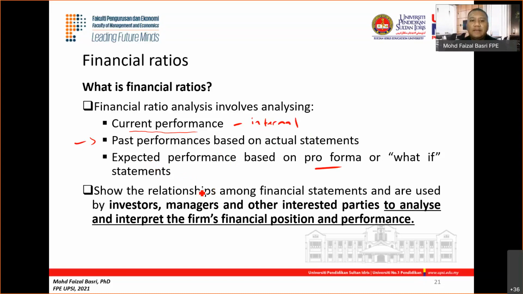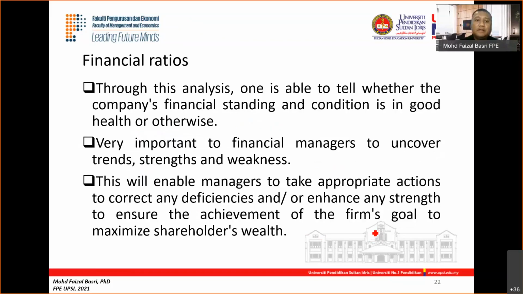Okay, and this will indicate the relationship between the two financial statements I mentioned earlier and is used by a lot of parties involved. We have the investors very much interested to know the financial ratios. The managers, which is from the internal side, and usually, like I said, managers can use the current and in fact past performances as well. And any other relevant parties who are interested to know their statement of financial position and also their performance. And this performance can be derived from the income statement. And through the analysis, one is able to tell whether the company's financial standing and financial performance is in good condition or not.